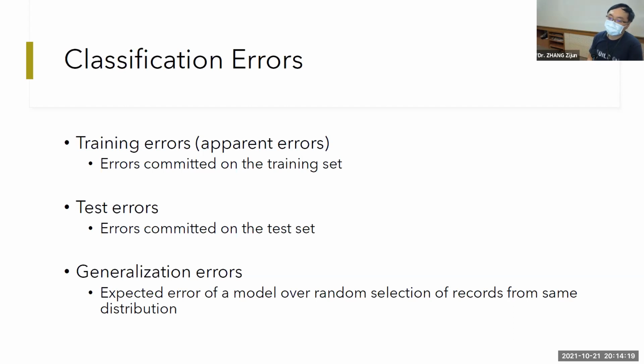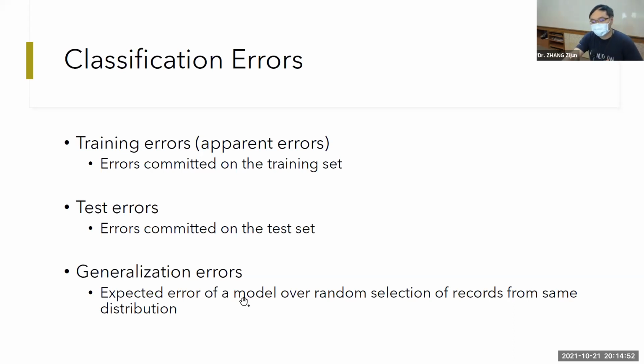So training error is the apparent error, which is the errors committed on the training set. That means based on using the training data, the error of your classification model developed based on the training data. The test error is a little bit different. The test error is once your training model is fixed, we directly apply it to the test data set. Then you get a test error.